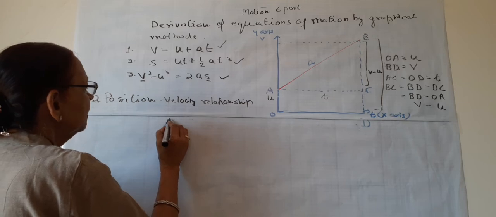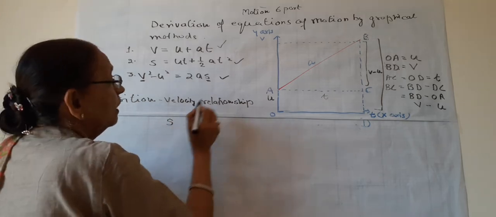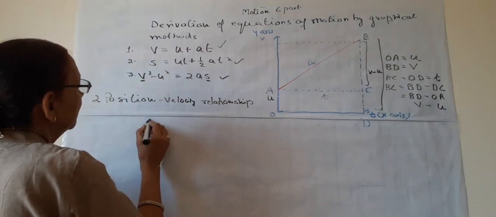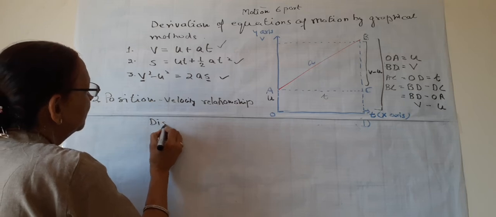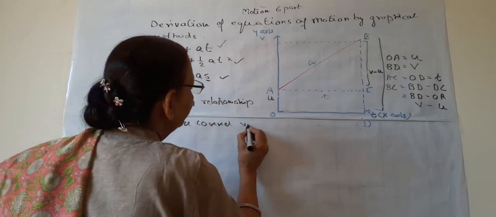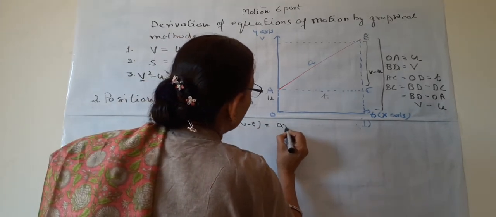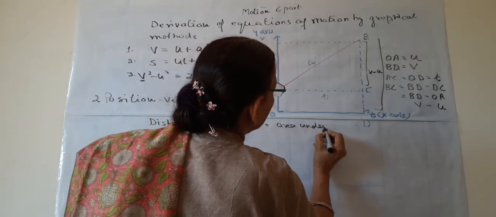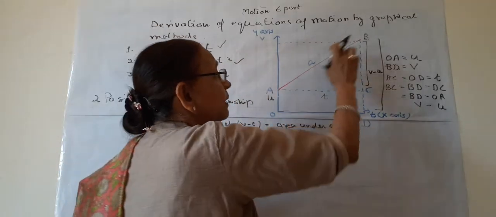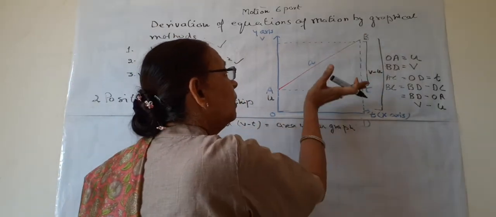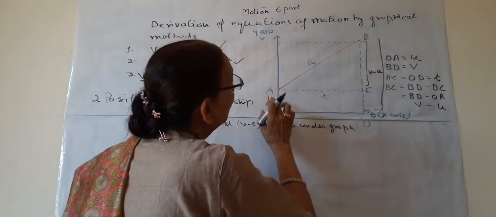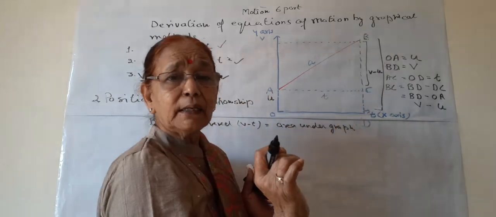We know the distance. Distance covered by the body in a VT graph is equal to the area under the graph, as we have taken in this equation. So this is the graph, and the area under the graph is all the area below this graph line up to the x-axis. Again, OABD is the area under the graph.